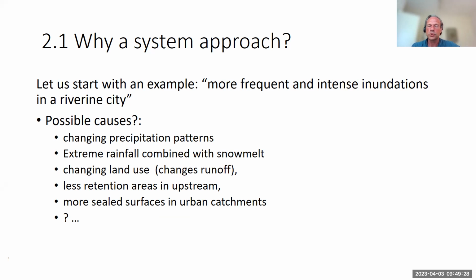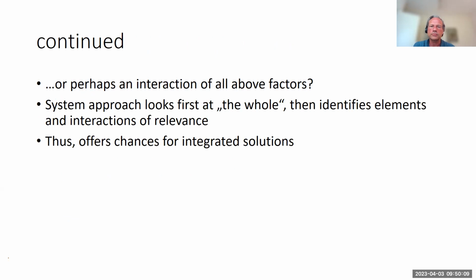But there could also be less retention areas. Retention areas are natural depressions, for example, or it could be the soil as such, as a retention medium that is not there anymore to do this job. Or it could come not from the upper catchment, but in the city itself. Some floods are not caused by upstream changes, but within the city itself. And that could be the change of the city landscape. So we don't know perhaps what is the real cause. And at the end, we can perhaps even think that the flooding in the city is an interaction of all these factors that I mentioned. Of course, if you are in your part of the world, the snow would be excluded, I guess. But other than that, it could be a combination of all.